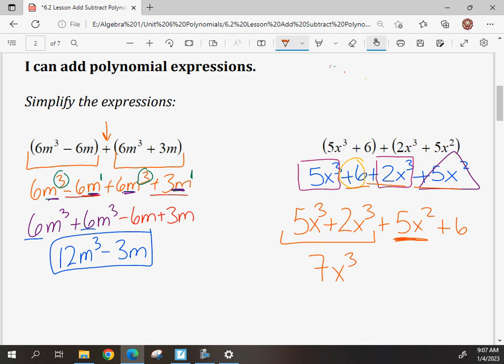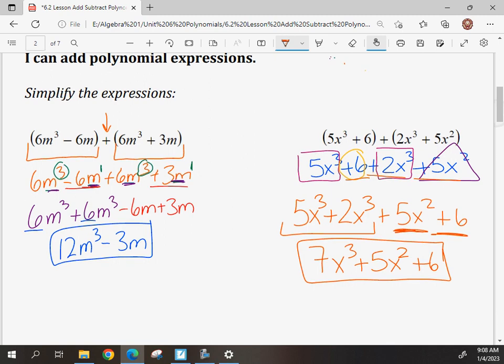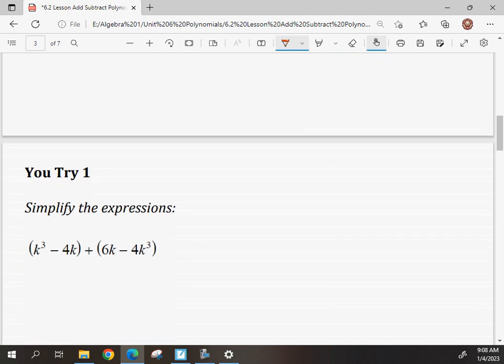I can't combine anything with my 5x squared. Can't combine anything with my plus 6. And so even though that doesn't look super simple, that's as simple as we can get it. We cannot combine things that don't have the same base and the same exponent.